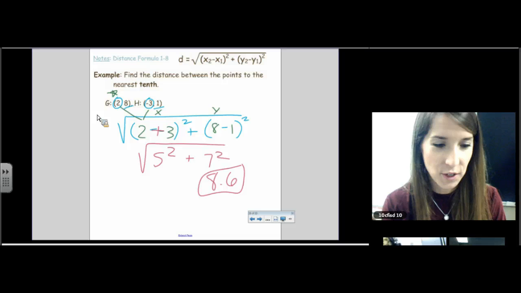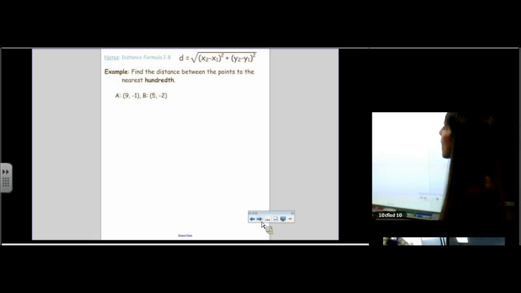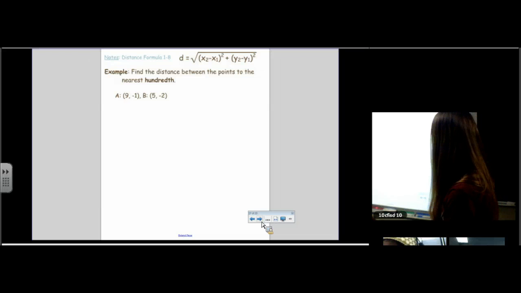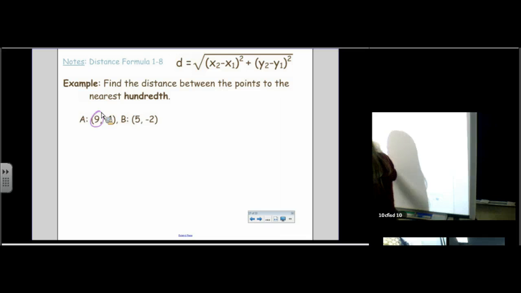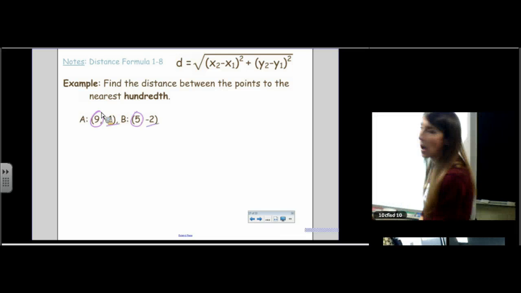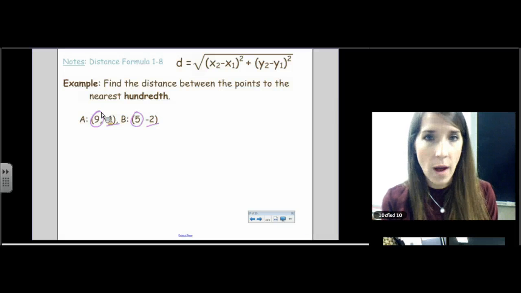You need a calculator for sure. Okay, let's move on because I told you we have to go fast today. Find the distance to the nearest hundredth. While you're getting used to this, please circle your X's and underline your Y's. Do not begin a problem until you've circled your X's and underlined your Y's. You're going to get tired of me hearing that.